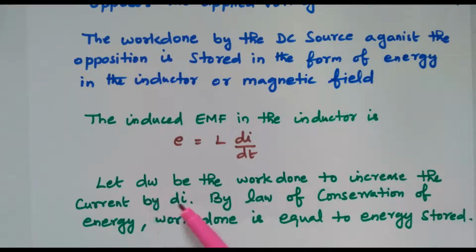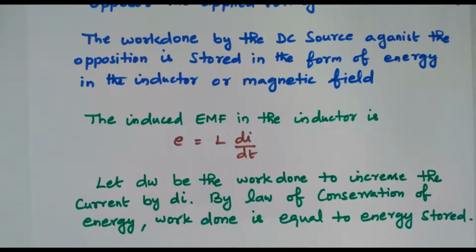Now dW is the work done to increase the current by di. What is the work done? Increasing the current from 0 to I, that is the current di. So by law of conservation of energy, work done is equal to the energy stored. This work done is nothing but energy stored. Both are equal, right? So this is the EMF induced. In this, the energy stored is nothing but the energy needed to increase the current by the di value. So the increasing of the current is the energy stored, that is equal to the work done.